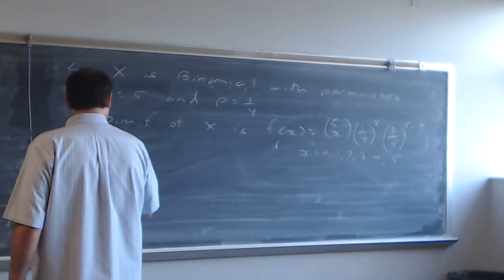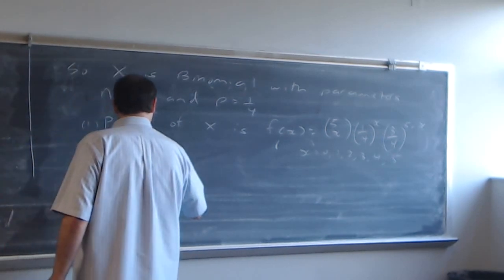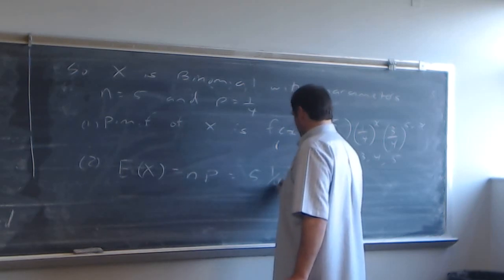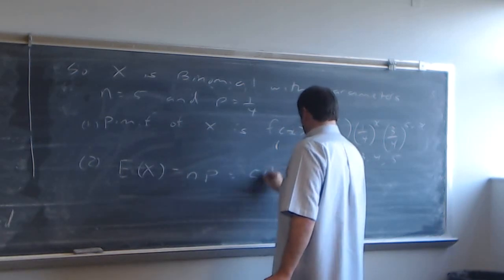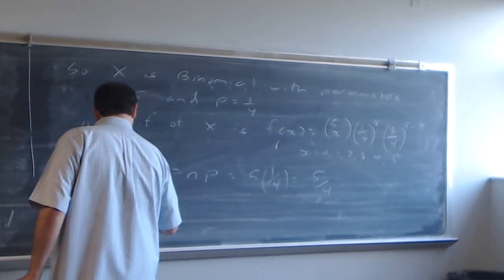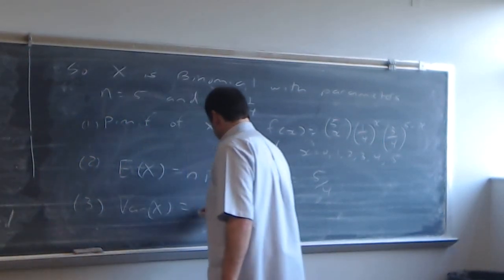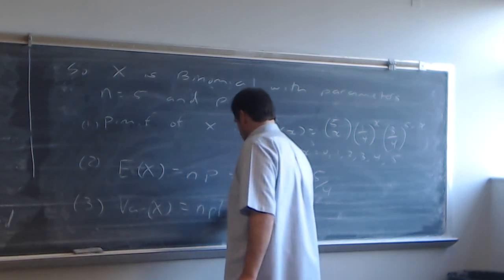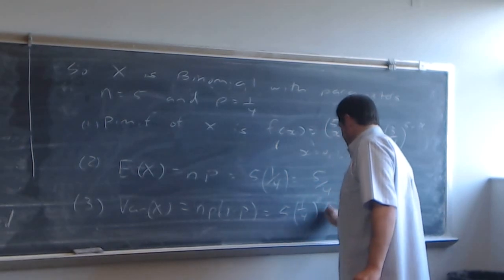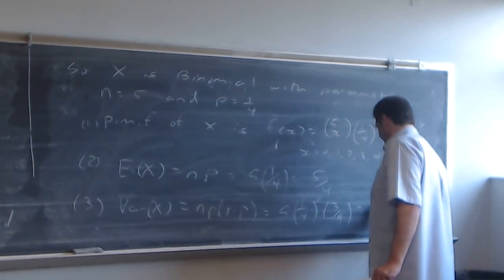The second thing I want to talk about is the expected value of X, which is np, and in this case is equal to 5 times 1/4, which is equal to 5/4. And that's the answer for the expected value. And third, the variance of X is equal to n times p times 1 minus p, which is equal to 5 times 1/4 times 3/4, which is 15 over 16.